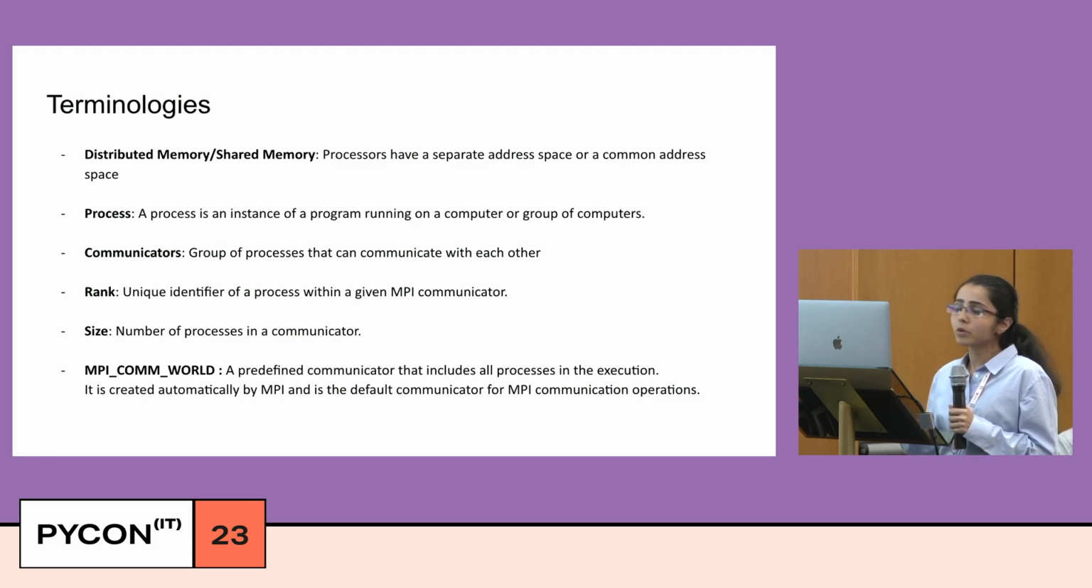Size is the total number of processes in the communicator. Rank is zero-based indexing, so rank goes from 0 to size minus 1. A process can exist in multiple communicators and can have different ranks in each. Also, MPI provides a default communicator known as MPI COMM WORLD, and it includes all the processes in execution. You can write your own custom communicators also, but this is the default one that MPI already provides.